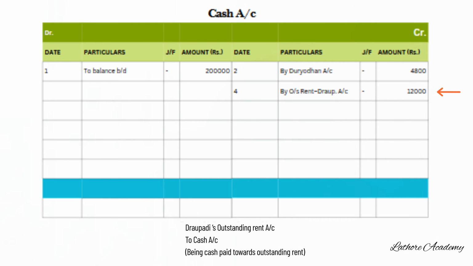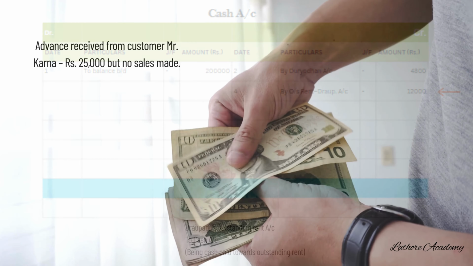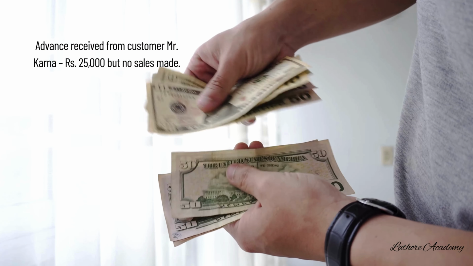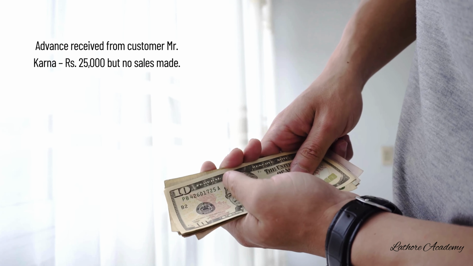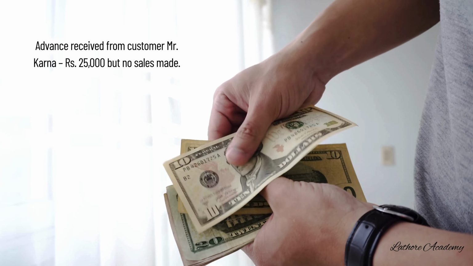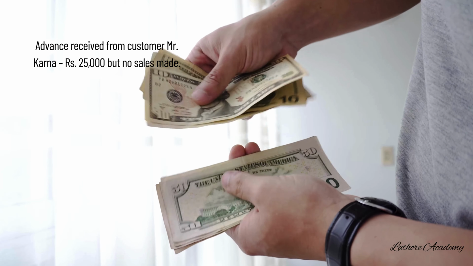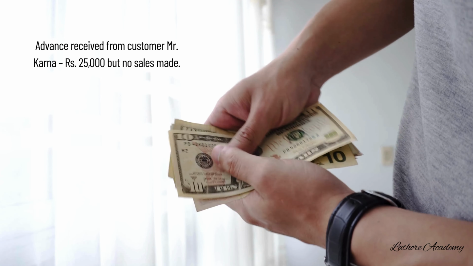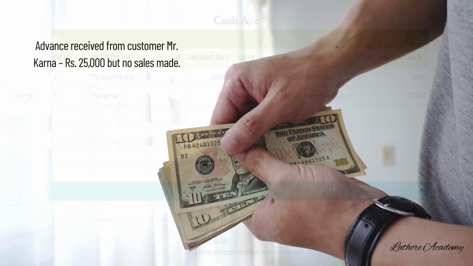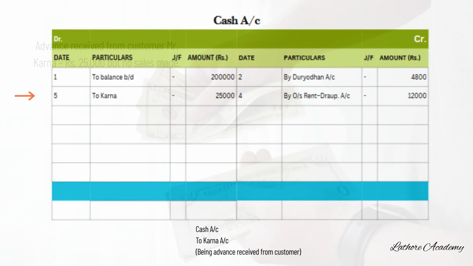Moving on to the next transaction, advance received from customer Mr. Karna, 25,000 rupees, but no sales made. In this case, we have not sold the goods, but we have received advance money from the customer Karna. So the journal entry will be cash account debited to Karna account. So cash is being debited, and on the left hand side we write To Karna account.